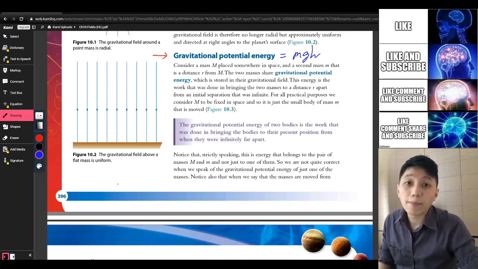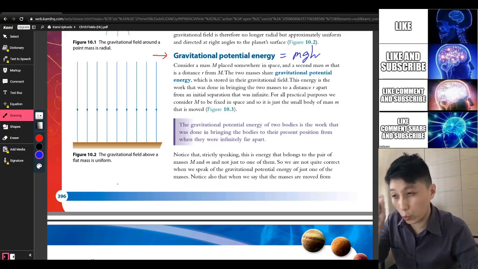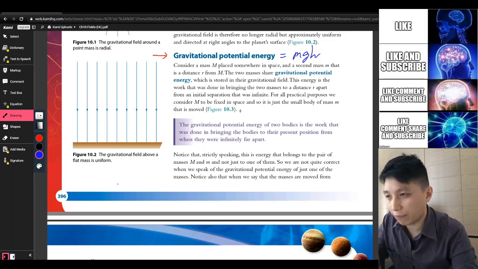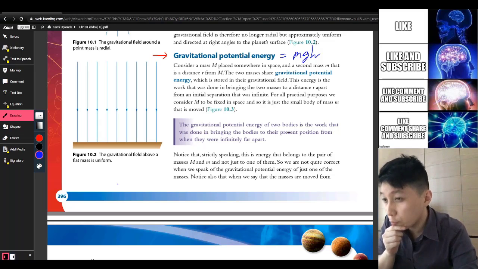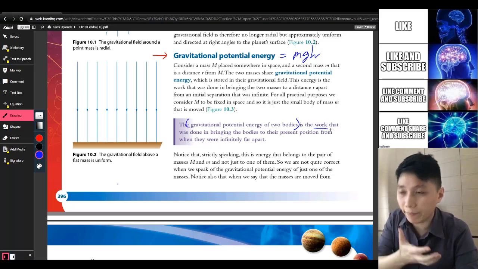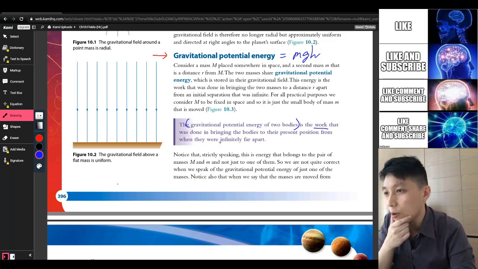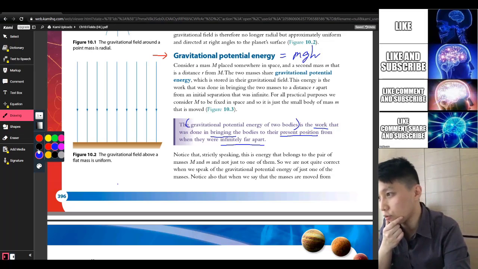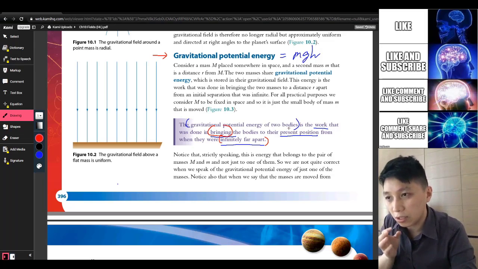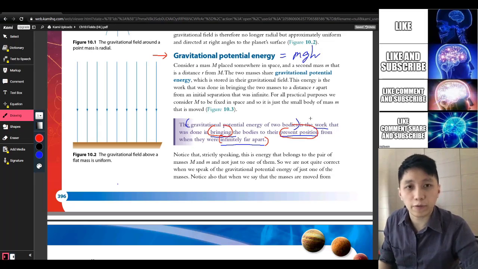Before we jump into the practice question, I would like you to spend some time to pay attention to the wording of the definition, and you may want to note this down. Okay, so let's look at the definition. The gravitational potential of two bodies, okay, this is what we have been talking about so far, is the work done in bringing the bodies to their present position from where they were infinitely far apart. So the phrase infinitely far apart is very important. Bringing it to the present position is also very important.